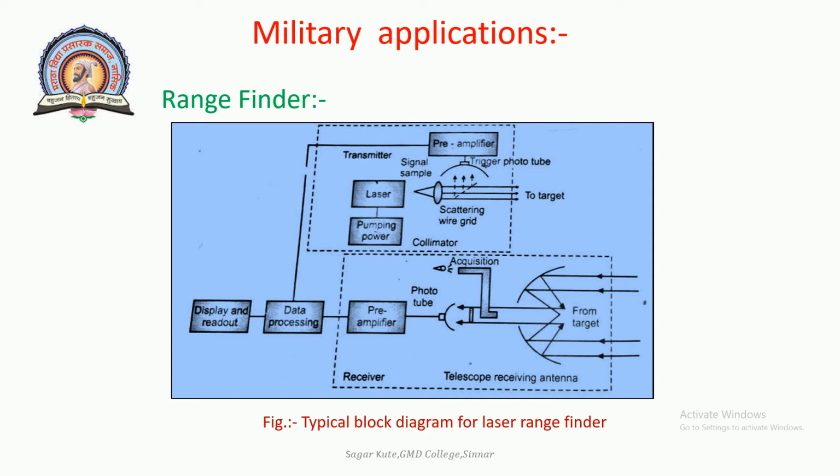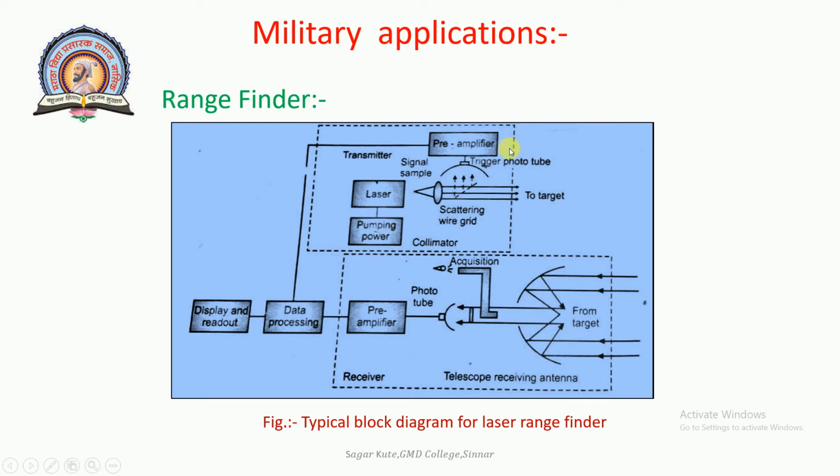Now it is functionally divided into four main parts. The first part is the transmitter, that is this one. The second is the receiver, that is this one. The third is the display and readout, that is this one. And the fourth is the telescope receiving antenna. Now let us discuss the first, the transmitter.